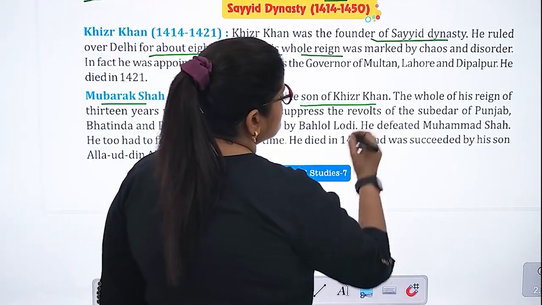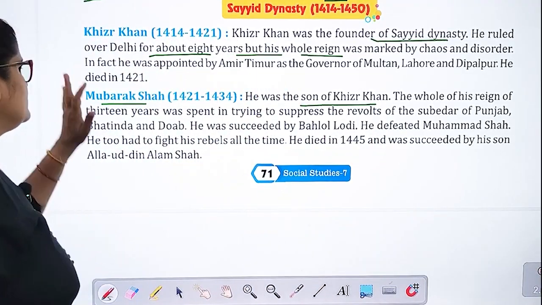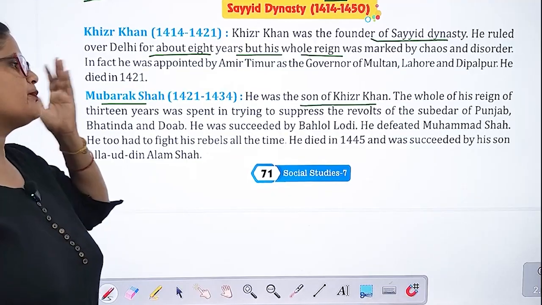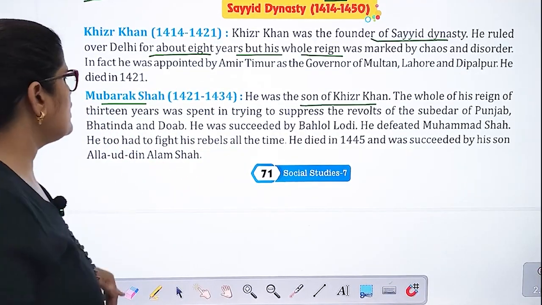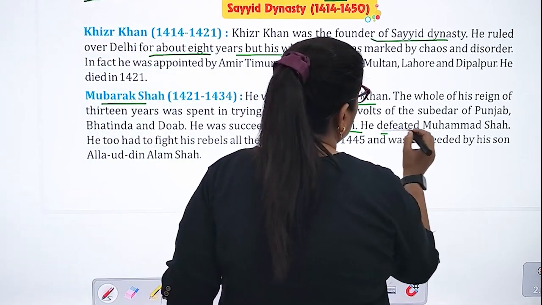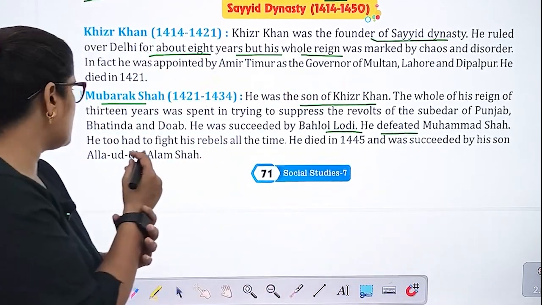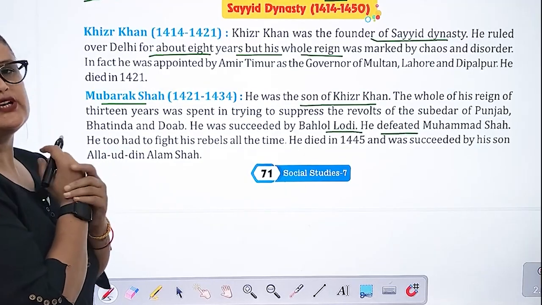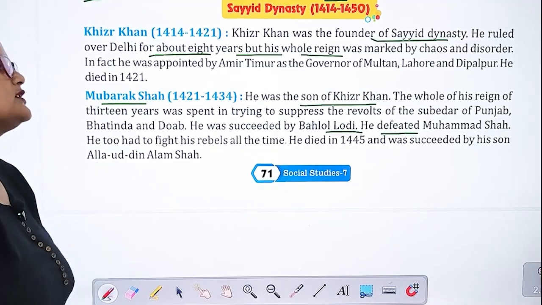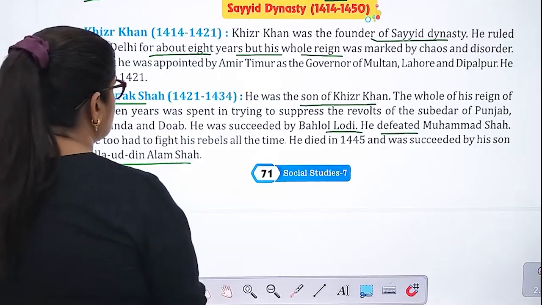Mubarak Shah was the son of Khizr Khan. The whole of his reign of 13 years was spent in trying to suppress the revolts of the Subedars of Punjab, Bhatinda, and Doab. He was succeeded by Muhammad Shah, who defeated Bahlol Lodi. He too had to fight his rebels all the time. He died in 1445 and was succeeded by his son Alauddin Alam Shah.